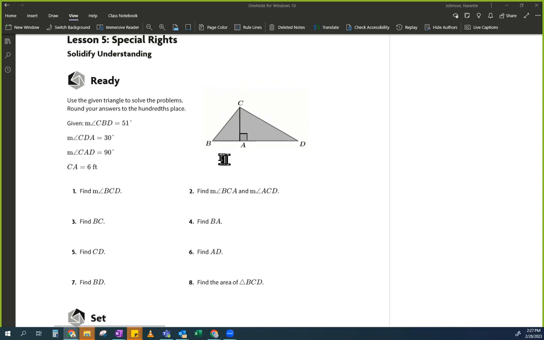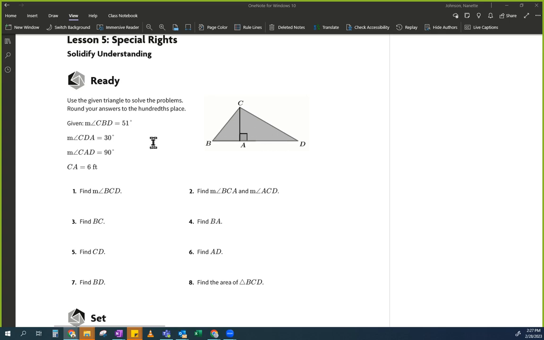Okay, so we are going to go over 5.5, Ready, Set, Go, number 3. It says find BC. Now, with some of these diagrams, the reason they ask you to find certain ones is because it's going to help you actually find this one. So I'm going to label this diagram with all this information that's given to try to find BC.